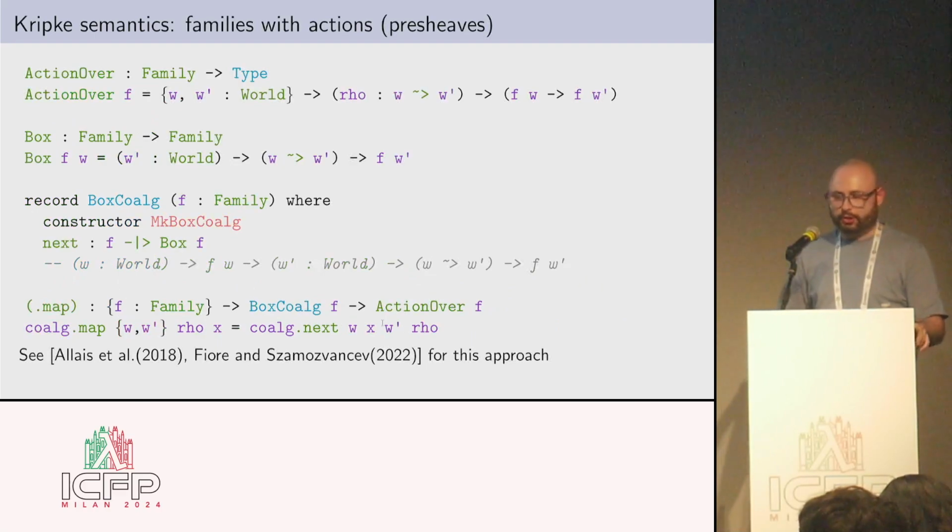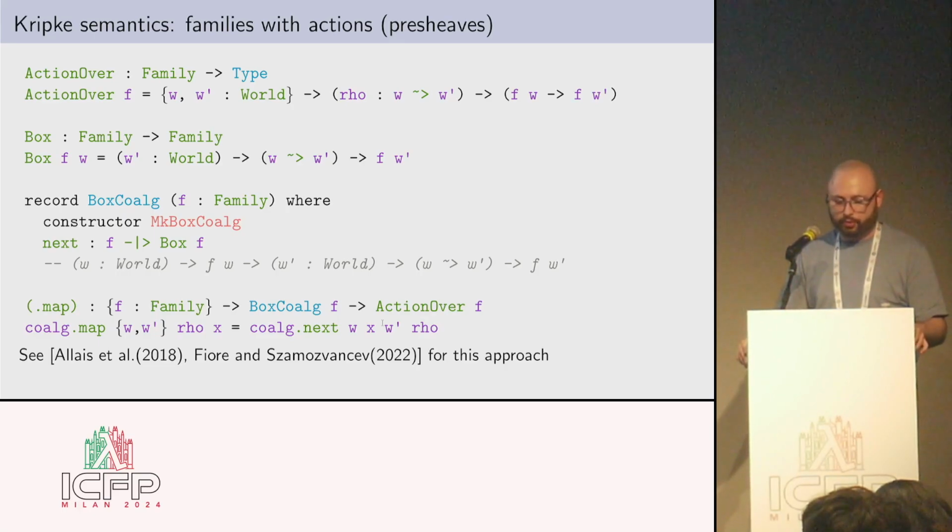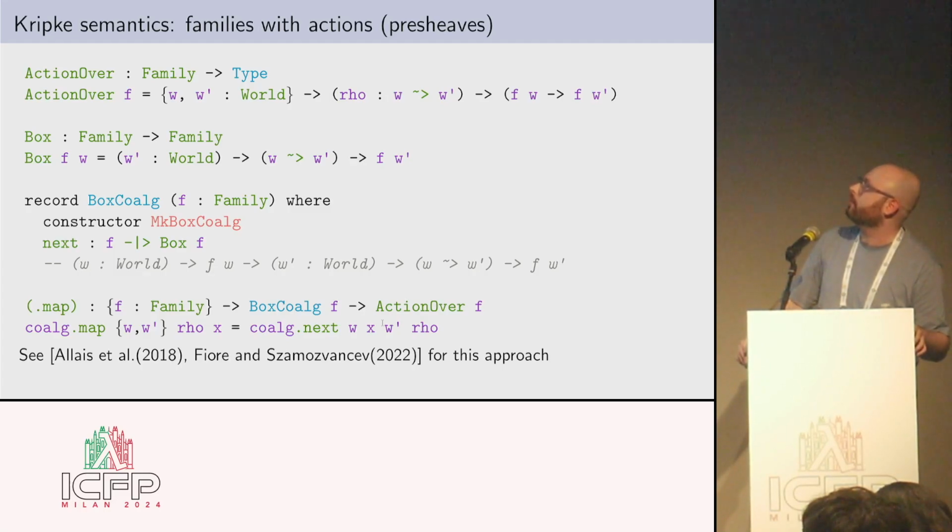So what we also want to do is update our computations to work in a future world. And so we're going to add actions to our families. This is also known as presheaves. So what's an action over a family F? Well, if we have two worlds W and W prime, and a way to go from world W to world W prime with rho, then we want a way to take values of F in world W to values of F in world W prime. So that's what an action is.